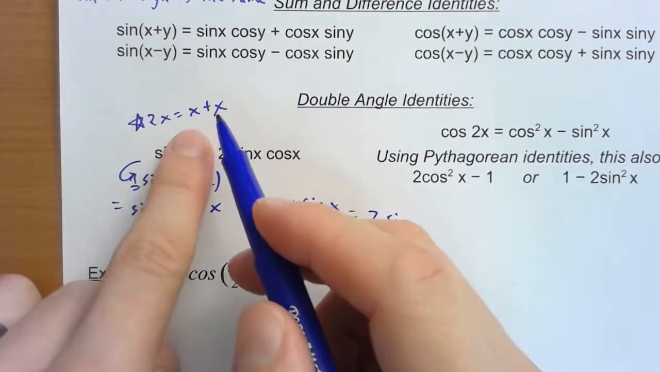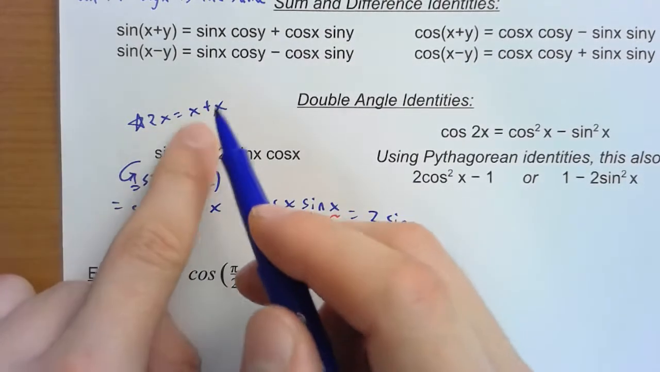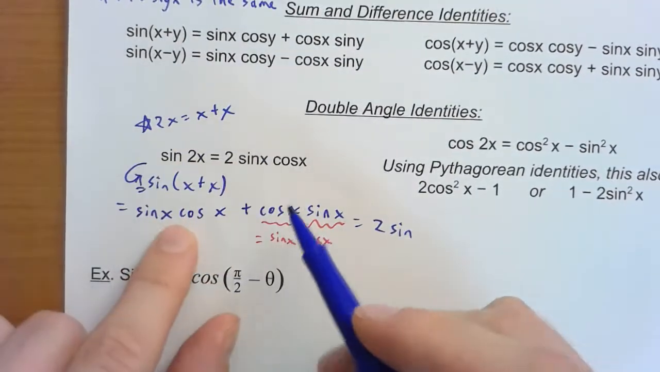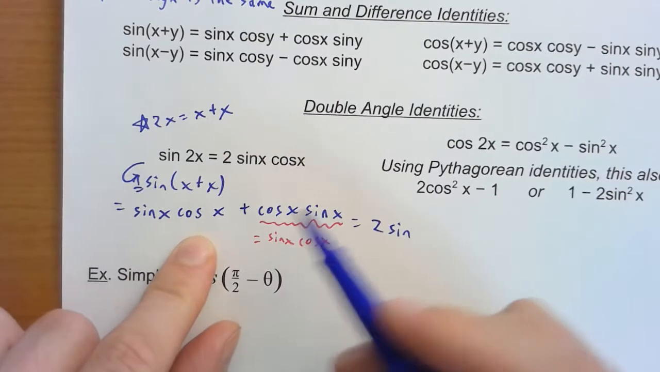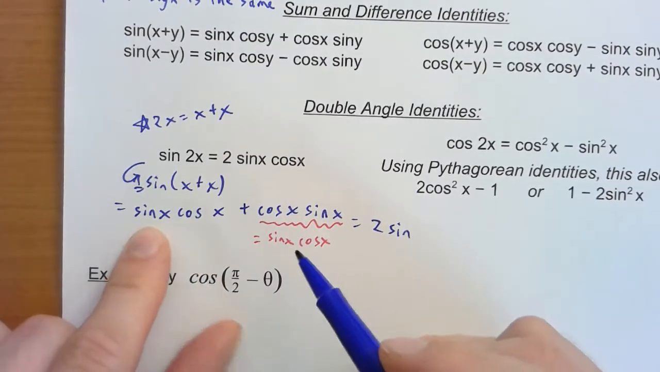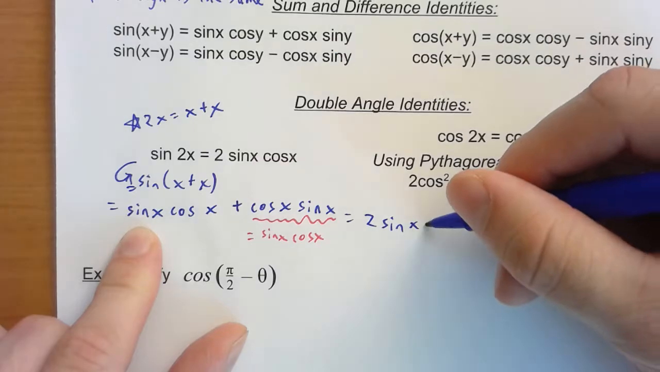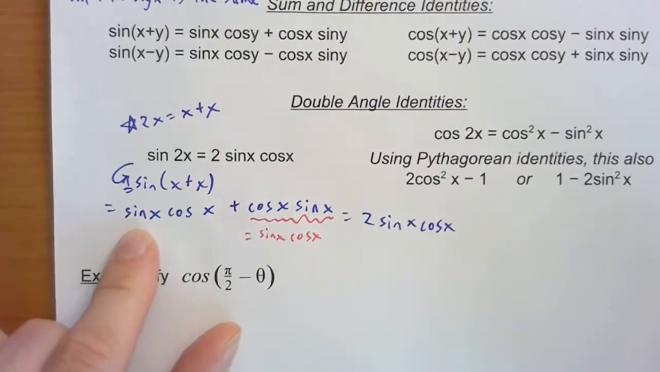Just like x plus x, you've got two x's. Something plus itself is two of that something. That's the situation that we have right here, since cosine sine is sine times cosine. So I've got 2 sine x cosine x, okay?